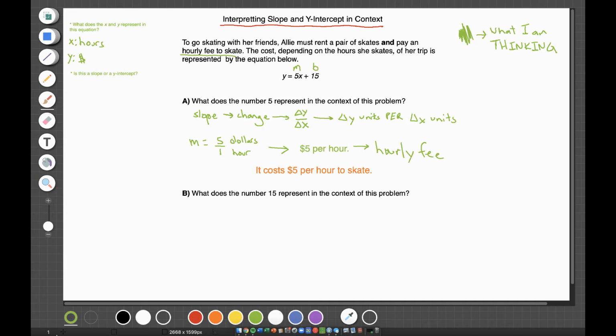All right, let's go ahead and finish this up. What does the number 15 represent in the context of this problem? Well, again, the green is going to illustrate what I'm thinking, and I'm going to go through it from the beginning again.